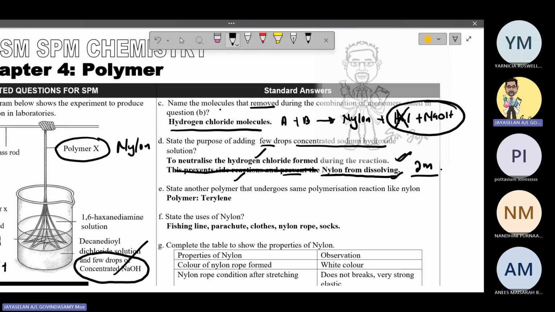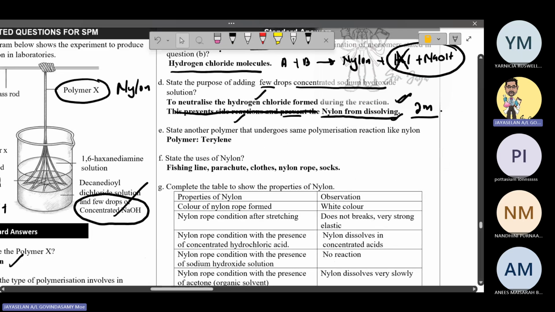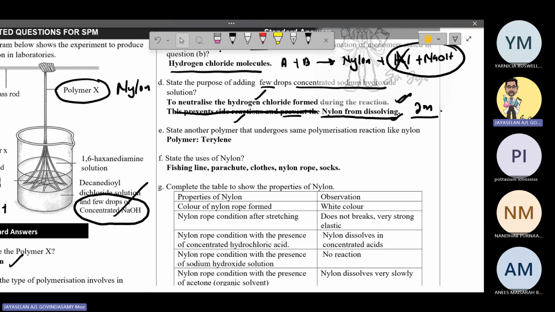Any question? Okay, and another polymer made through the same polymerization reaction, which is condensation polymerization, ada dua. Nylon, given in this experiment, and one more, terylene. So you put here terylene lah. What is the function of nylon? Nylon, okay, you tak nak tulis nylon parachute, okay, nylon rope, socks. Cukup. So you already score 2 marks.